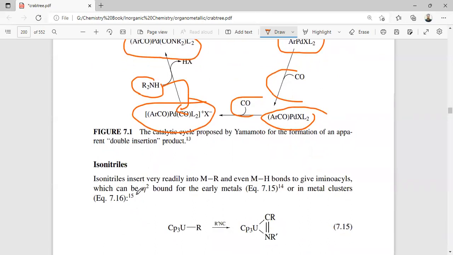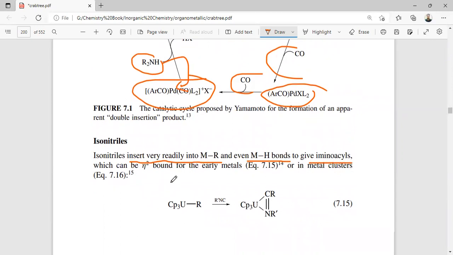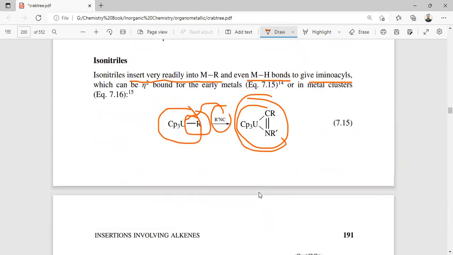So next we discuss the insertion products of the isonitriles. Isonitriles insert very readily into the M-R bond, even the M-H bond, to give this iminoacyl, which can be neutral, bound for the early metals or in metal clusters. So here the Cp3U isonitrile is bound, to be inserted into this metal-R bond to form this Cp3U iminoacyl.